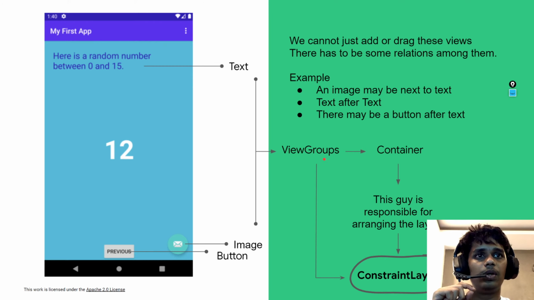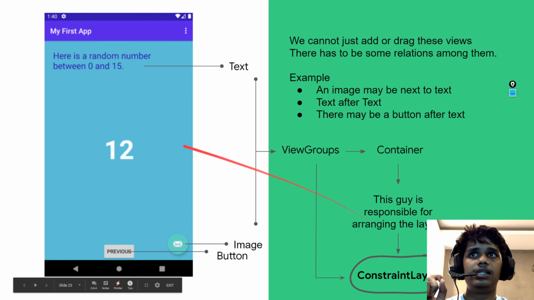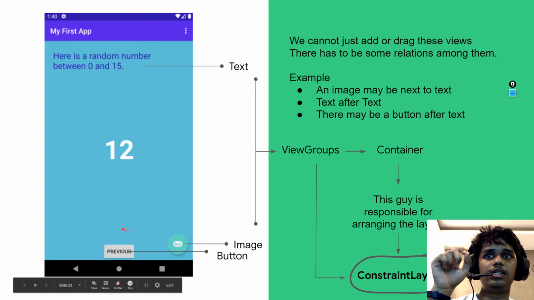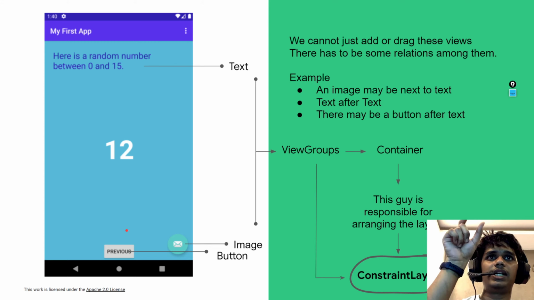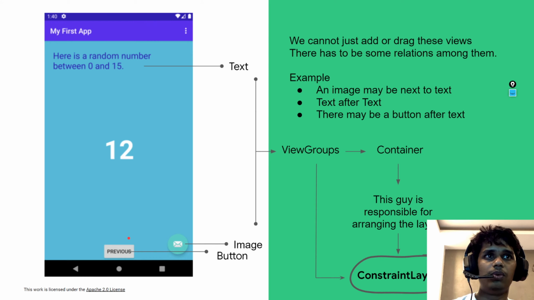One of the view groups in Android Studio, the basic view group that we are going to use today, is the constraint layout. Let us say that I have dragged and dropped the button and I have dragged and dropped the text. What the constraint layout does is arrange the text and the buttons in a systematic way. Android Studio knows that the button is in this position, the text is in this position, and the image is in this position too. So remember the constraint layout.